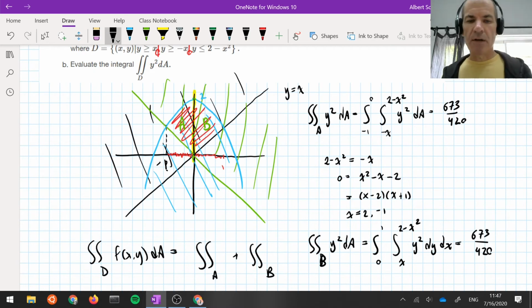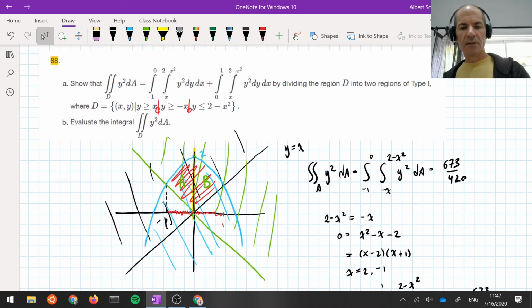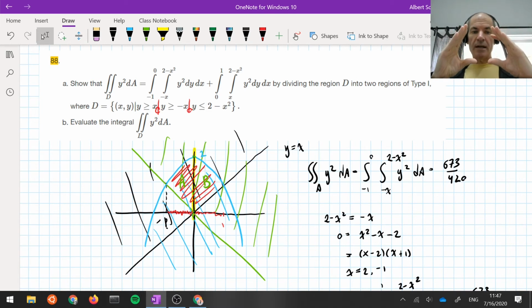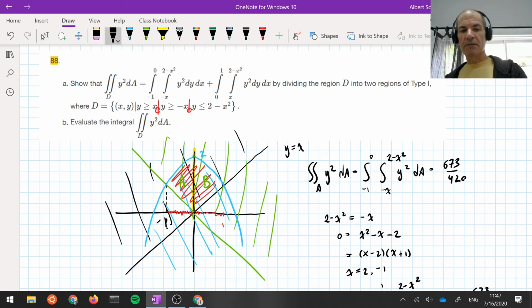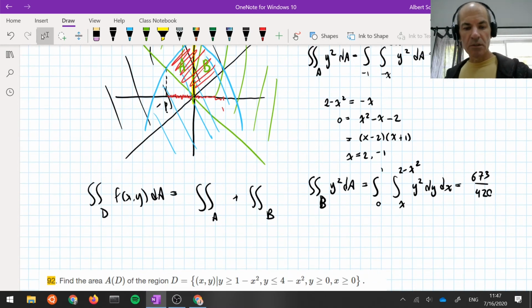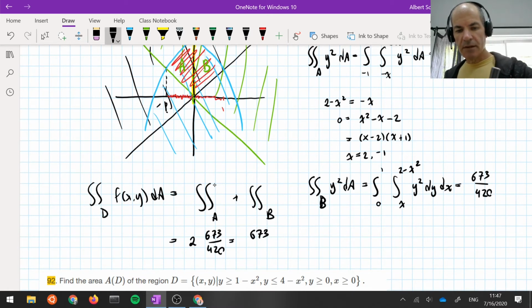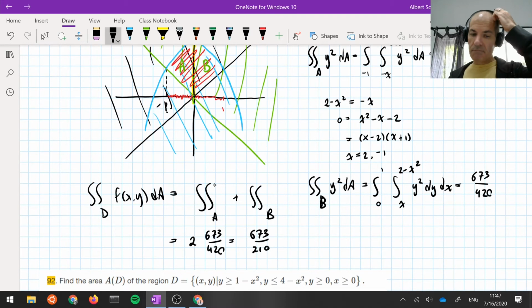And we shouldn't be surprised that it's the same, because the region of integration is symmetric about the y-axis, and so too is the function. F of x and y equals y squared. That's also symmetric about the y-axis. It doesn't depend on x, so it's symmetric about the y-axis. So taking those two things into account, we could have predicted that the integral over the region A would equal the integral over the region B. What's the total integral? The total integral is just 2 times 673 over 420, which is 673 over 210, whatever that means.